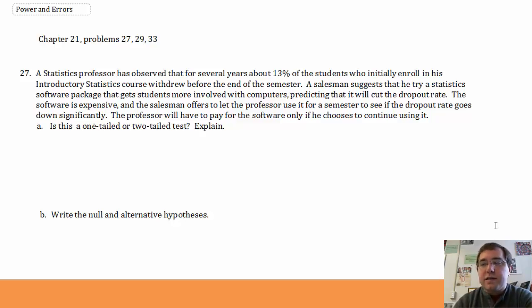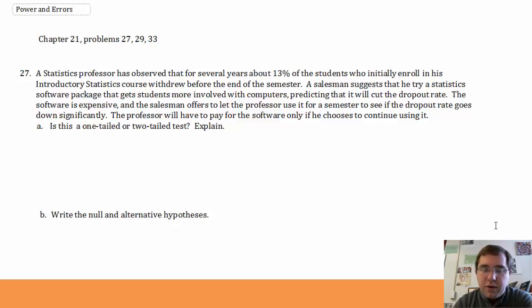So number 27, a statistics professor has observed that for several years about 13% of the students who initially enroll in his introductory statistics course withdrew before the end of the first semester. A salesman suggests that he tries a statistics software package that gets students more involved with computers, predicting that it will cut the dropout rate. The software is expensive, and the salesman offers to let the professor use it for a semester to see if the dropout rate goes down significantly. The professor will have to pay for the software only if he chooses to continue using it.